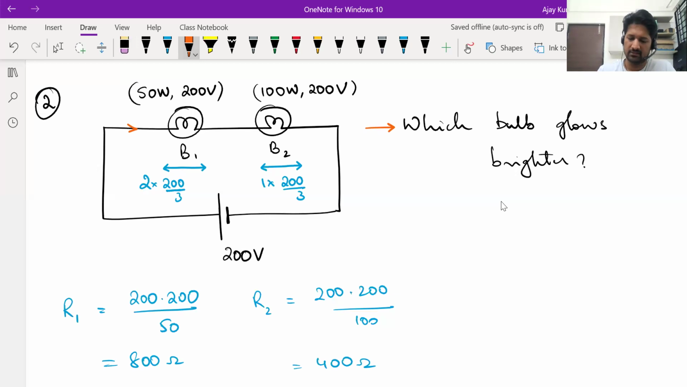Current is common. That's all. You could have made use of that. You can write power dissipated in terms of current and voltage, no? Or current and resistance. So P1 is to P2.